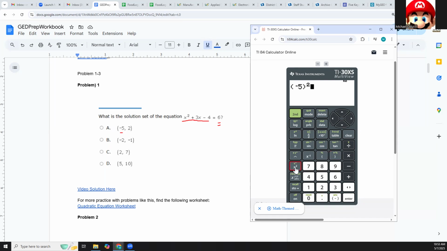Squared. That's the square side. It's the x to the second power. That's going to square it. Plus 3. I'm going to use the parentheses again here, the negative here, -4. And then I'm going to hit enter. And then the answer is going to be 6. So I know now that A is a possible answer. I'm going to scan the other answer choices for -5 because -5 needs to be in my answer set. And A is the only one. So now I'm 100% sure that A is the right answer.